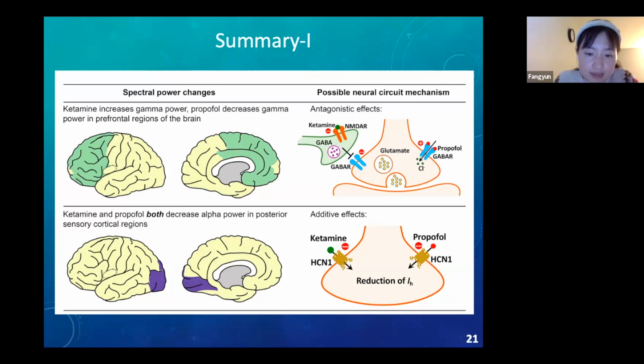This may be explained by the antagonistic effects between ketamine and propofol. Ketamine preferentially blocks the NMDA receptors on the GABAergic inhibitory interneuron, resulting in inhibition of the downstream excitatory pyramidal neurons, which mediates the increased gamma activity. When a GABA agonist propofol was added, it antagonized the gamma power increase, possibly by restoring some of the inhibitory activity in the affected brain regions. We also found that ketamine and propofol both decrease alpha power in the posterior sensory cortical regions.